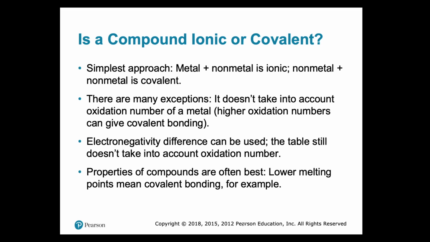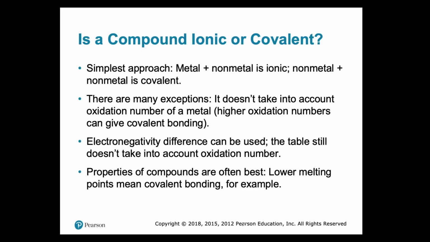So here are some other things. There are many exceptions, of course. In chemistry there are always exceptions, but for now just know these rules first, and then we can teach you the exceptions. It doesn't take into account oxidation numbers of metals, and higher oxidation numbers can give covalent bonding. This only happens with this block here, these transition metals. So you don't have to worry about it, because we're not going to be talking about the transition metals right now. Electronegativity difference can be used, but the table still doesn't take into account oxidation number, because we're not talking about the transition metals yet, the d block metals.